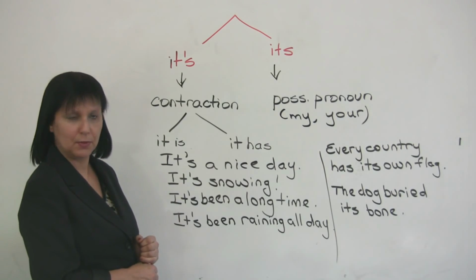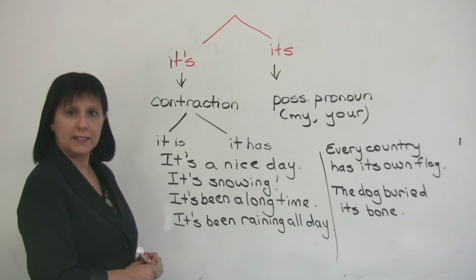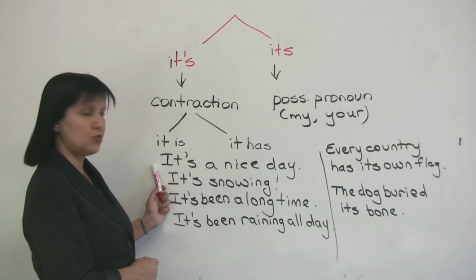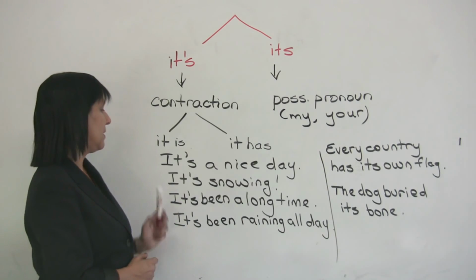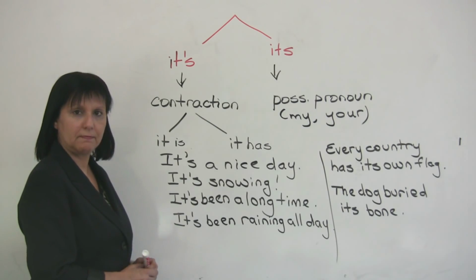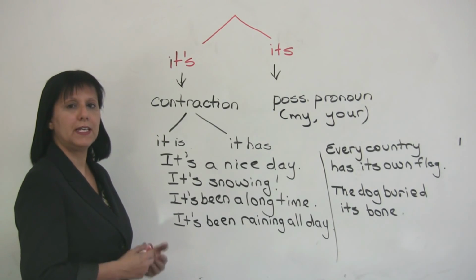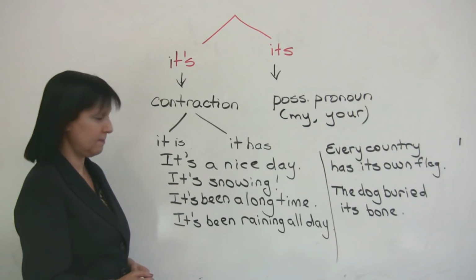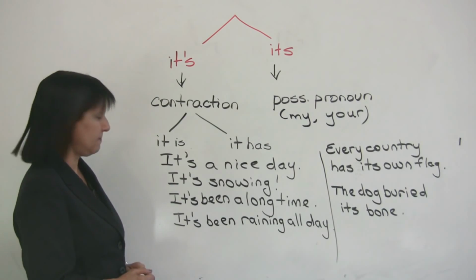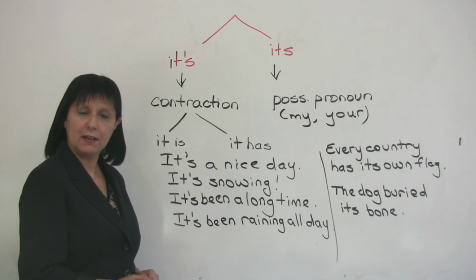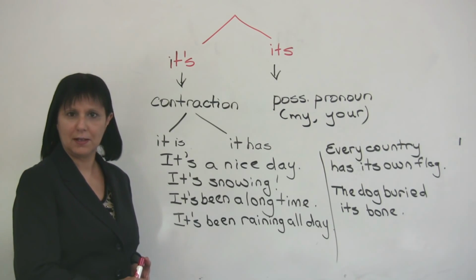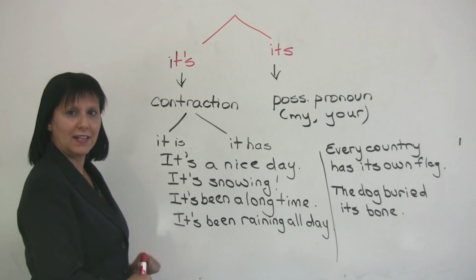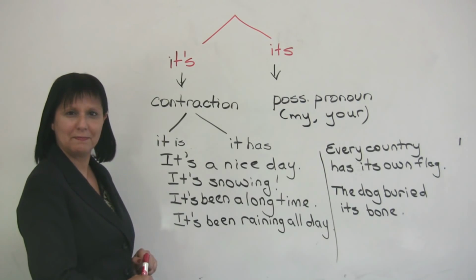Let's look at some examples. It's a nice day. That's a contraction of it is a nice day, right? It's snowing. Again, a contraction of it is snowing. So we use the apostrophe. It's been a long time. Let's say you meet a friend and you haven't seen each other for a long time. So you say, hi, it's been a long time.